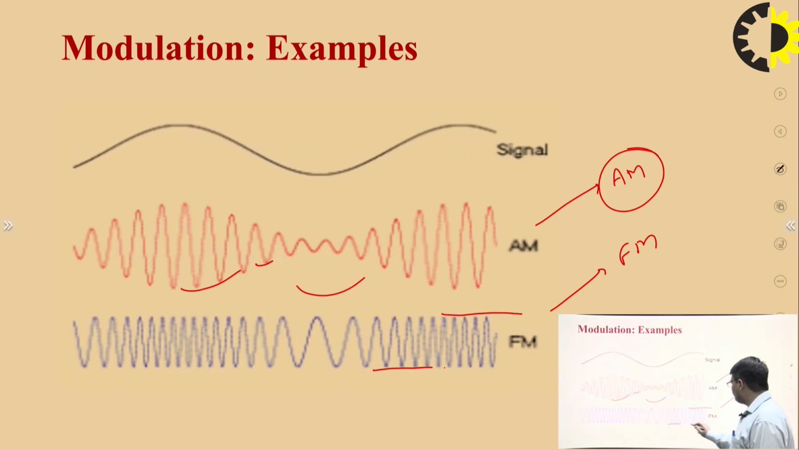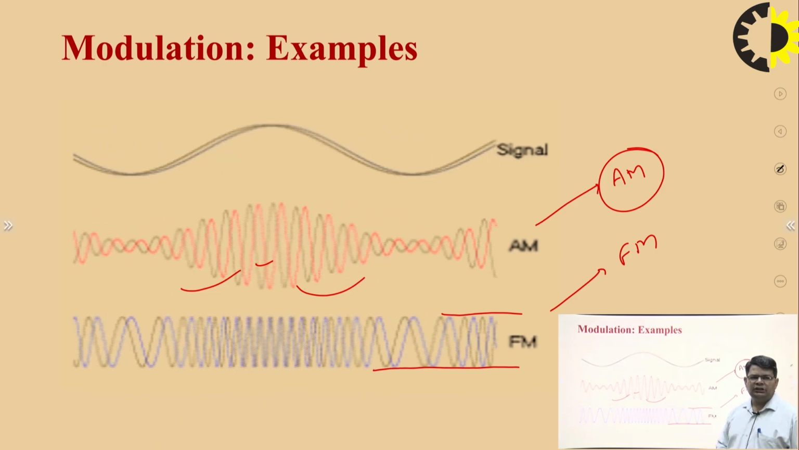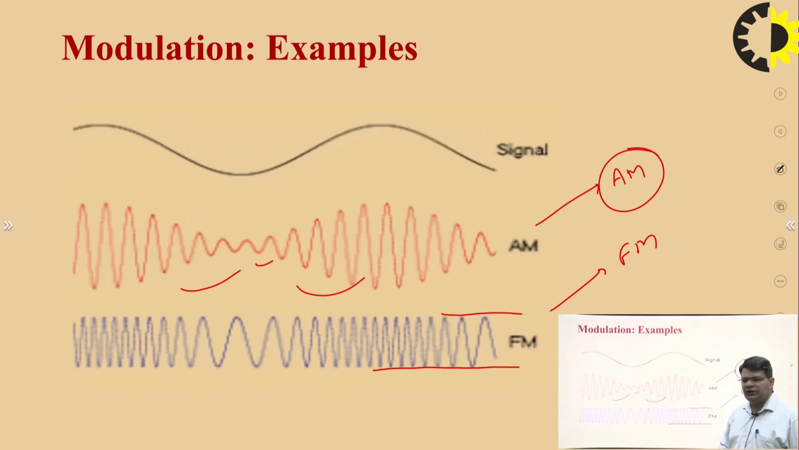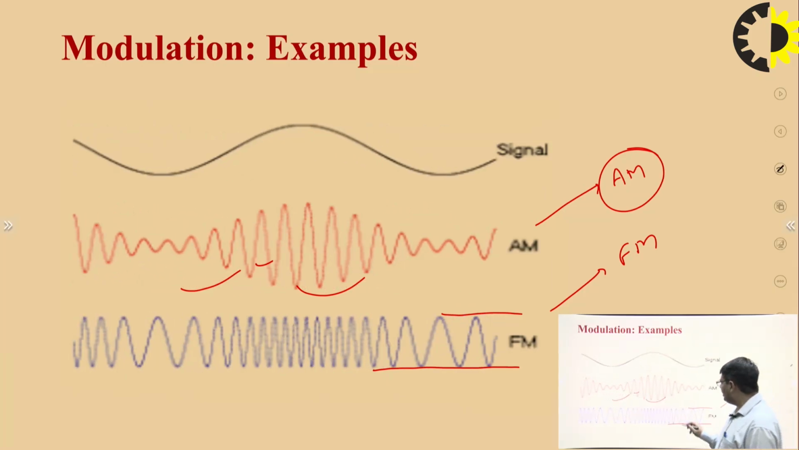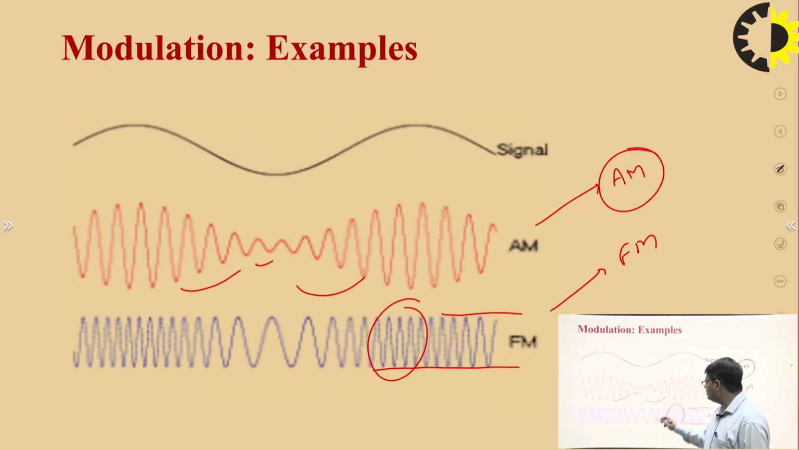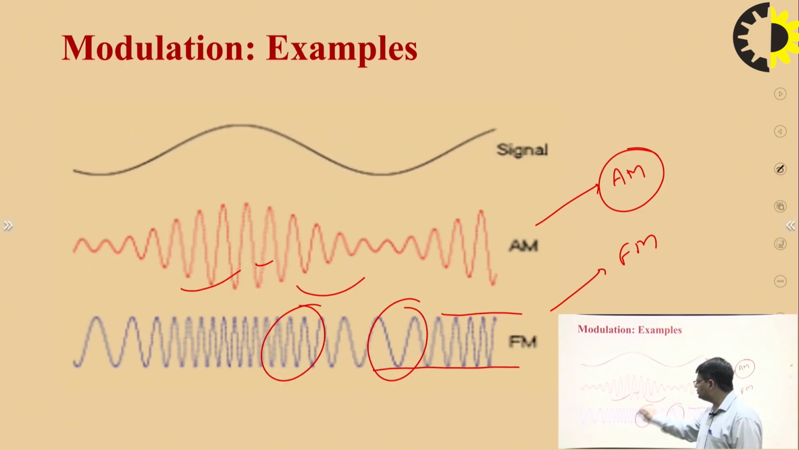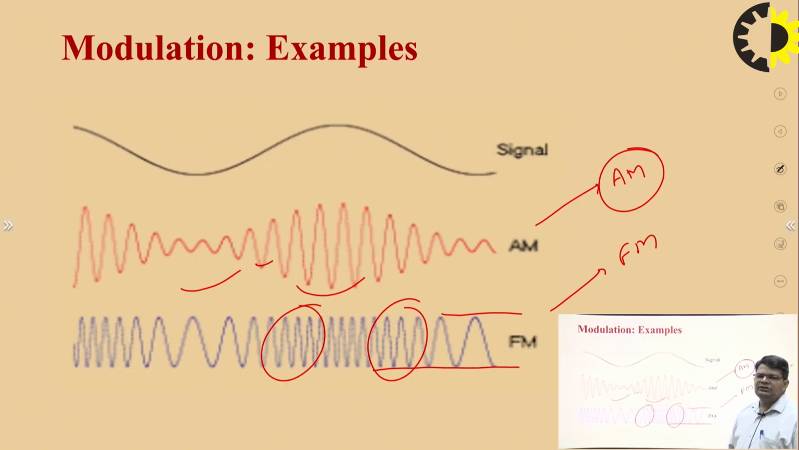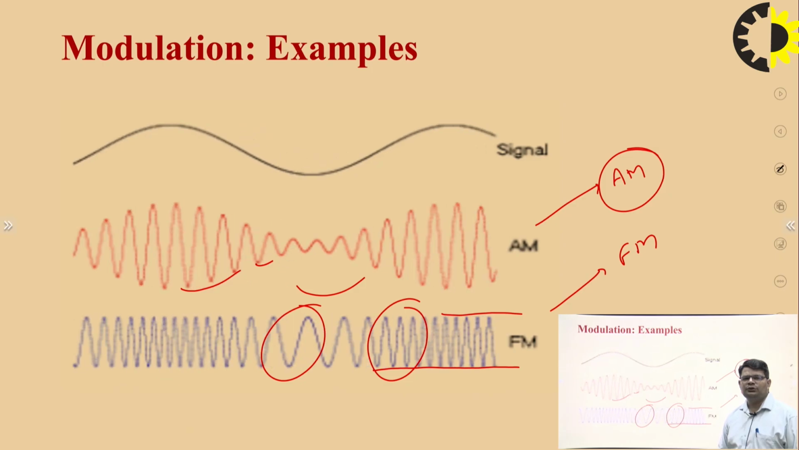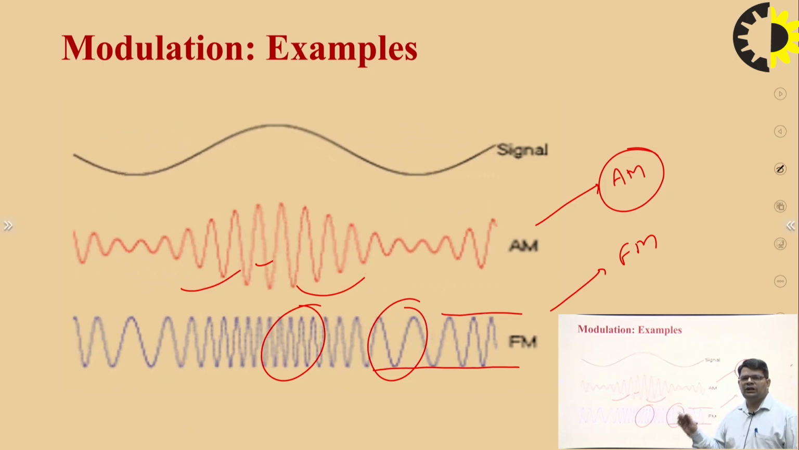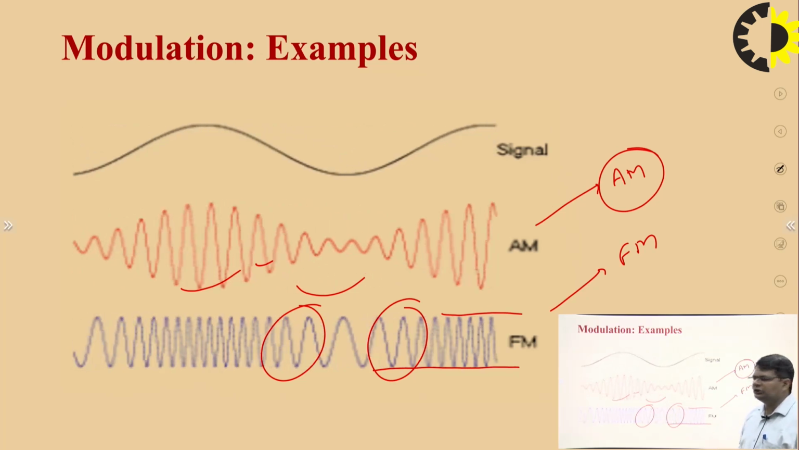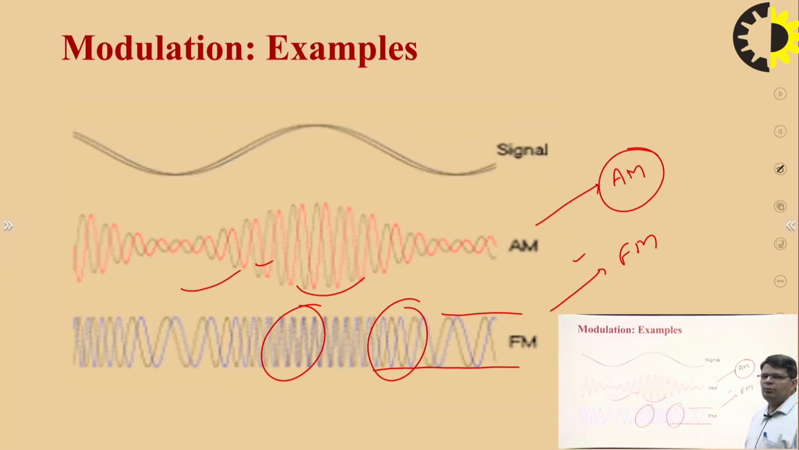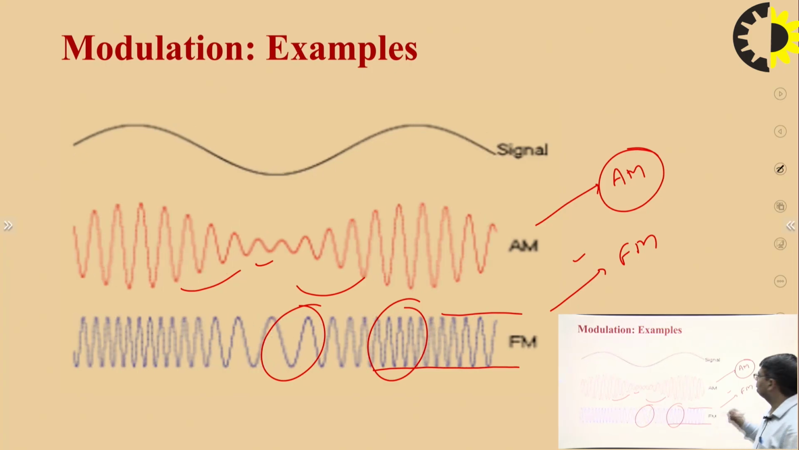In the case of frequency modulation, the amplitude of the carrier remains constant, whereas the frequency of the carrier signal is varied. So we can say that here we have the low frequency, here we have the high frequency component. So the frequency of the carrier signal is varied according to the message signal. So AM, amplitude modulation, and FM, that is frequency modulation, are the two examples of the modulation process.